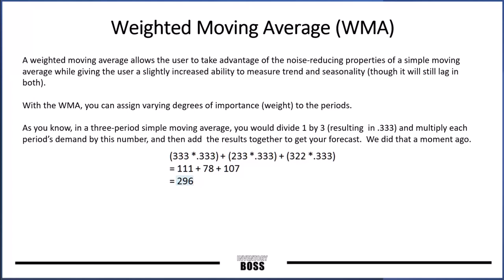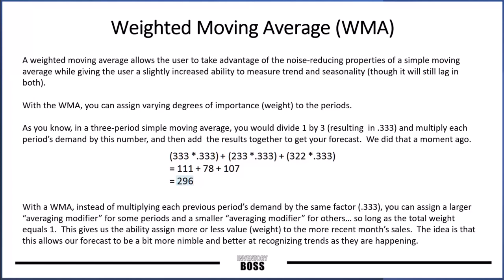With the weighted moving average, instead of multiplying each period's demand by the same factor of 0.333, you can assign a larger averaging modifier for some of the later periods and a smaller averaging modifier for others, so long as the total weight equals 1. And I know that sounded like a mouthful, but this will all make sense in just a moment.